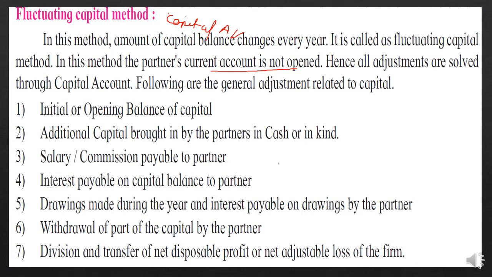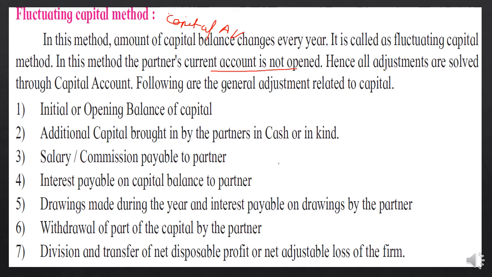Hence, all the adjustments are solved through the capital account only. If only one account is prepared, all the adjustments will be solved in the same account. Following are the journal adjustments relating to the capital. So let me tell you, all partner-related income, expense, loss and gain will be recorded in the capital account: the initial opening balance, additional capital brought by the partner, salary, commission payable to the partner, interest payable on the capital balance, drawings, withdrawal, division or transfer of disposable profit, net loss and net profit.